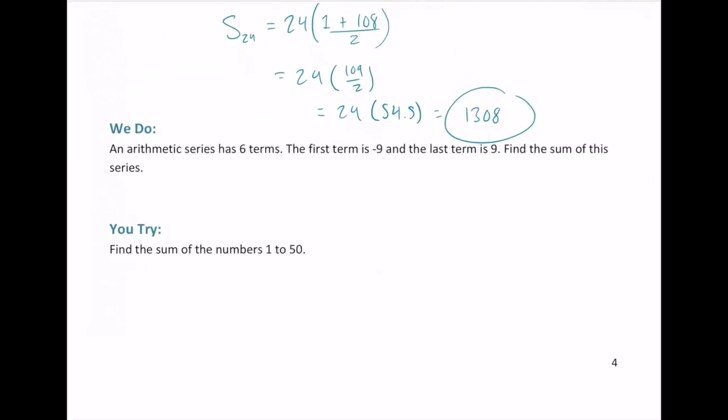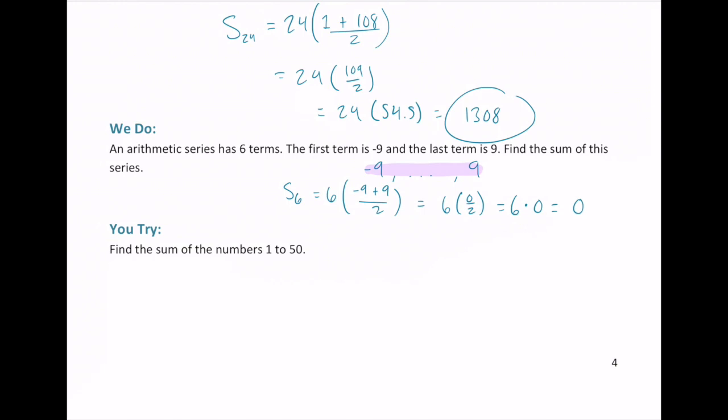Okay, let's try another one. An arithmetic series has 6 terms. The first one is -9. Then I have the other ones, and the last one's 9. So really, we just need to know the first and the last term. We want to find the sum. So the sum of the 6 terms, n is 6. The first term plus the last term divided by 2. So that's 6 times 0 over 2, which is 6 times 0, which is 0. So I don't even have to know what the numbers are. I know when I add them all together, I get 0.